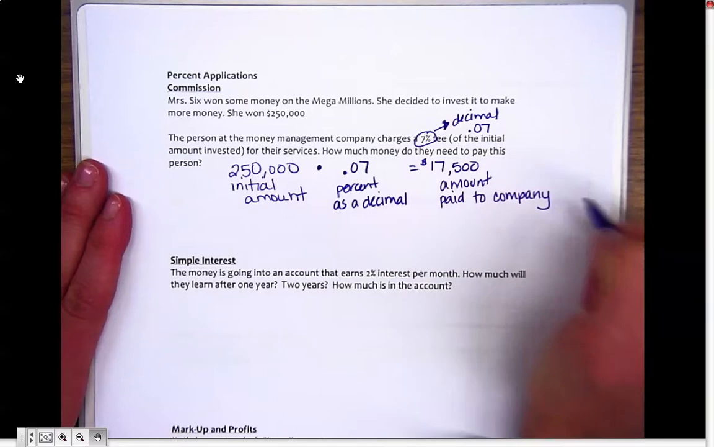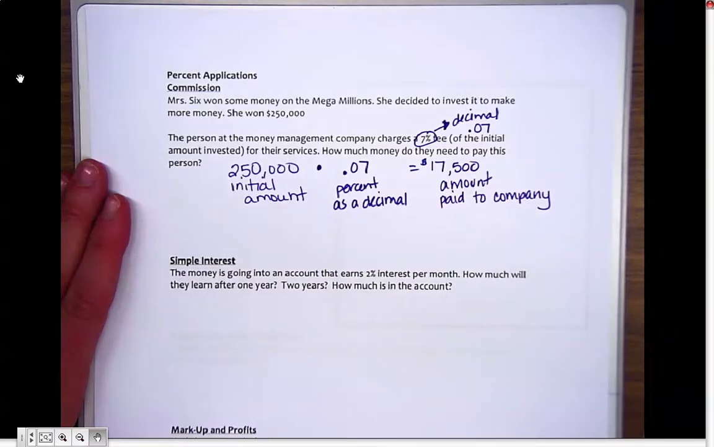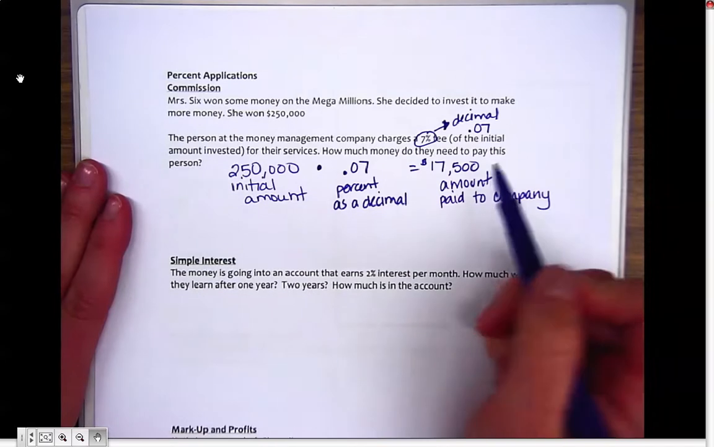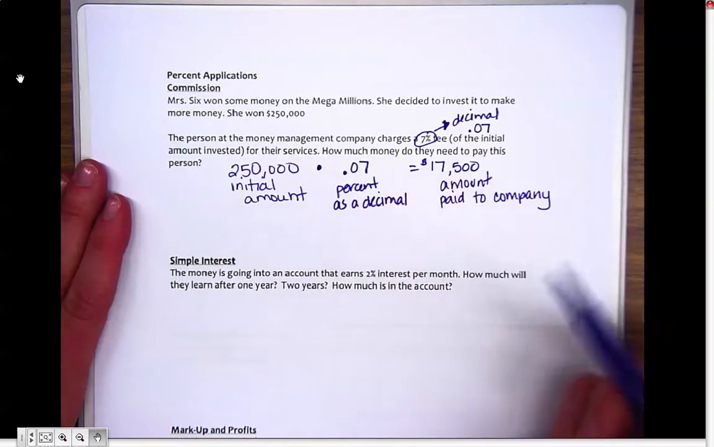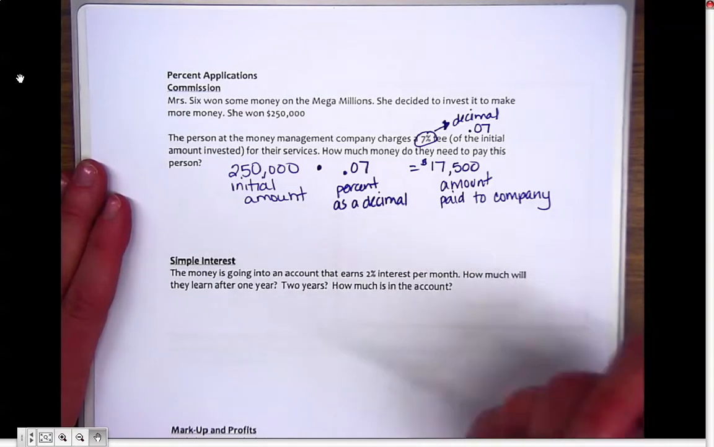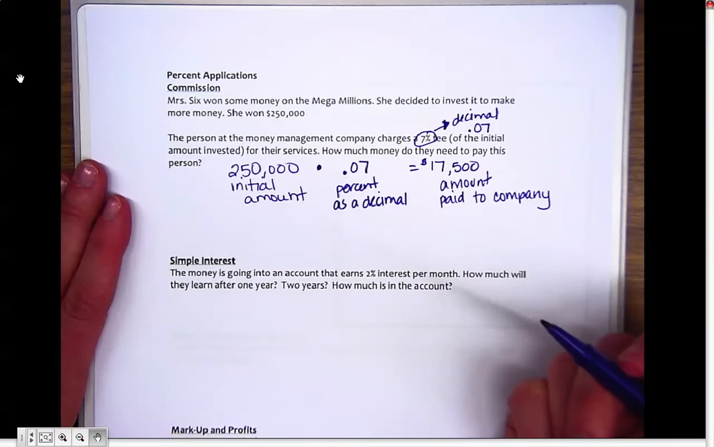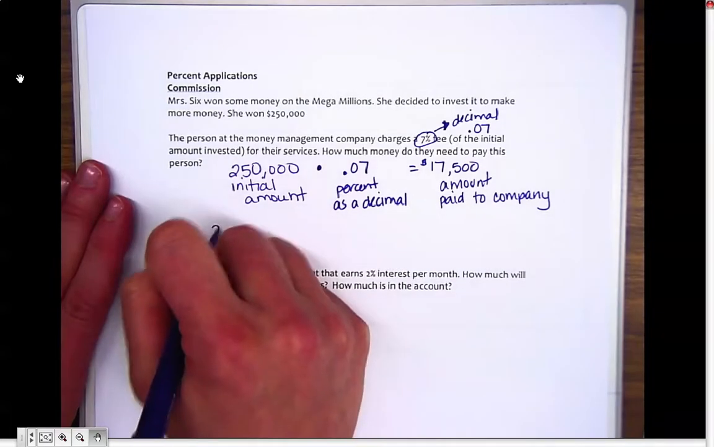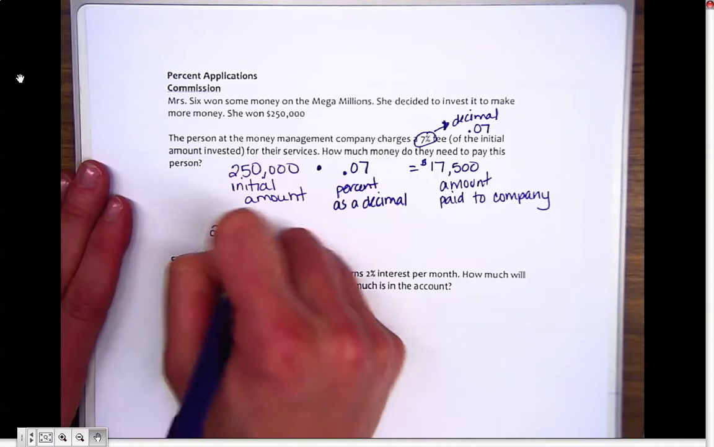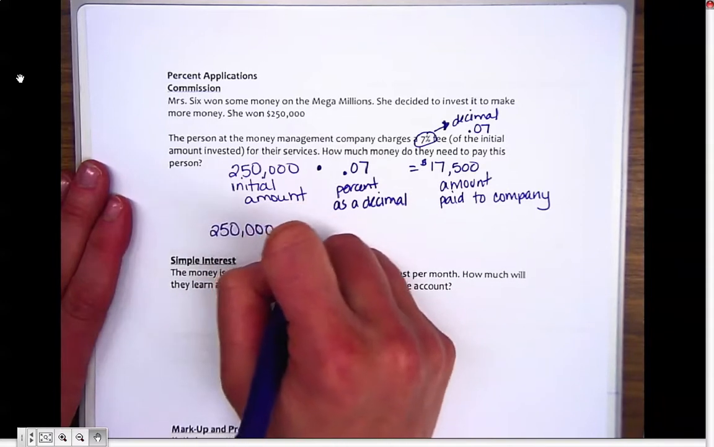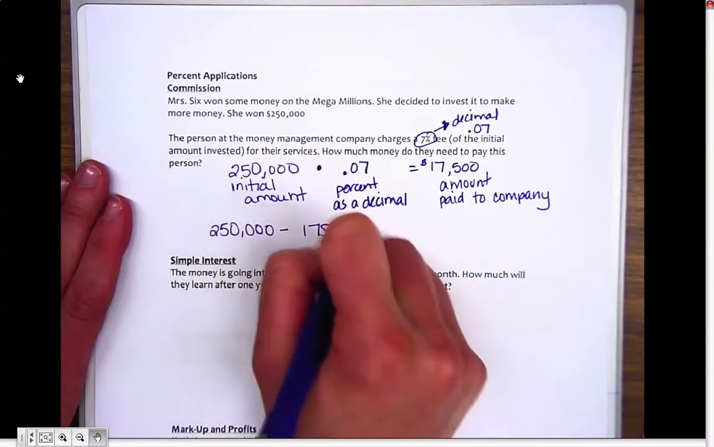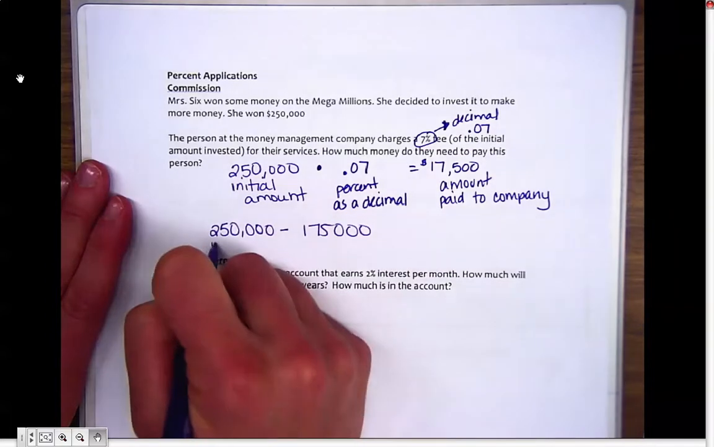from her winnings, with the idea being that they're going to invest the money and Mrs. Six will make all this money back plus more. So let's look at how much money that leaves Mrs. Six to actually invest. How would I figure that out? Well, I'm going to subtract. So we'll take that $250,000 and subtract the $17,500.